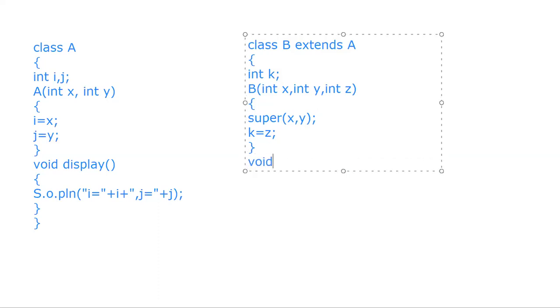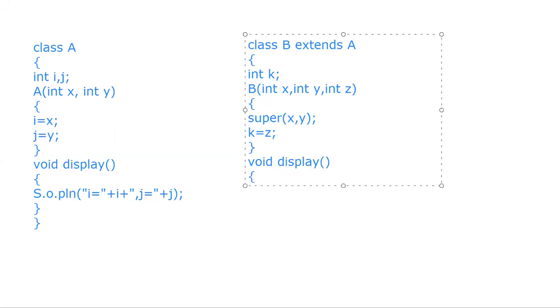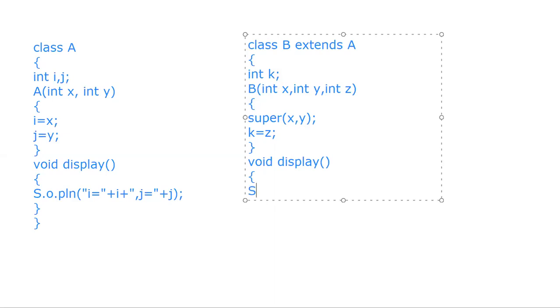Already we are having a method called display. In that I'm trying to display value of I and J. Now here again I'll define a method called display. In the method display I'll display value of K. Okay, I'm displaying value of K here.